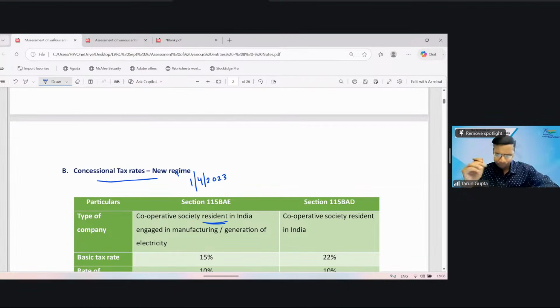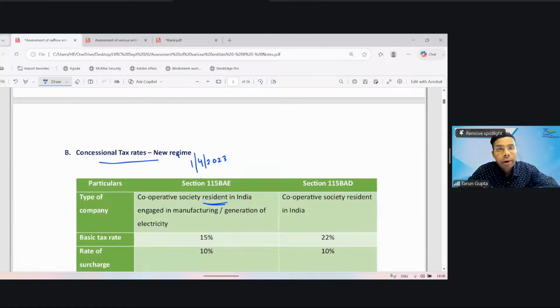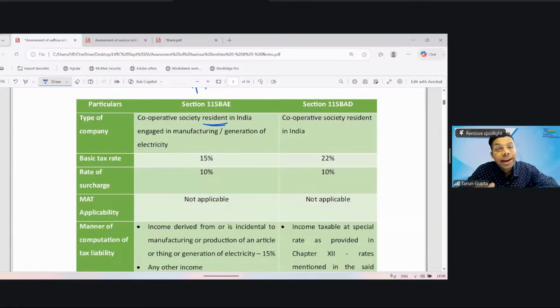Okay, clear? But as in case of companies, there is a mandatory surcharge under the scheme at the rate of 10%. So irrespective of the amount of income, whatever the income there is, the income shall be increased by surcharge at the rate of 10%. So the tax rate of 15%, increased by surcharge of 10%, and of course there's a cess of 4%.